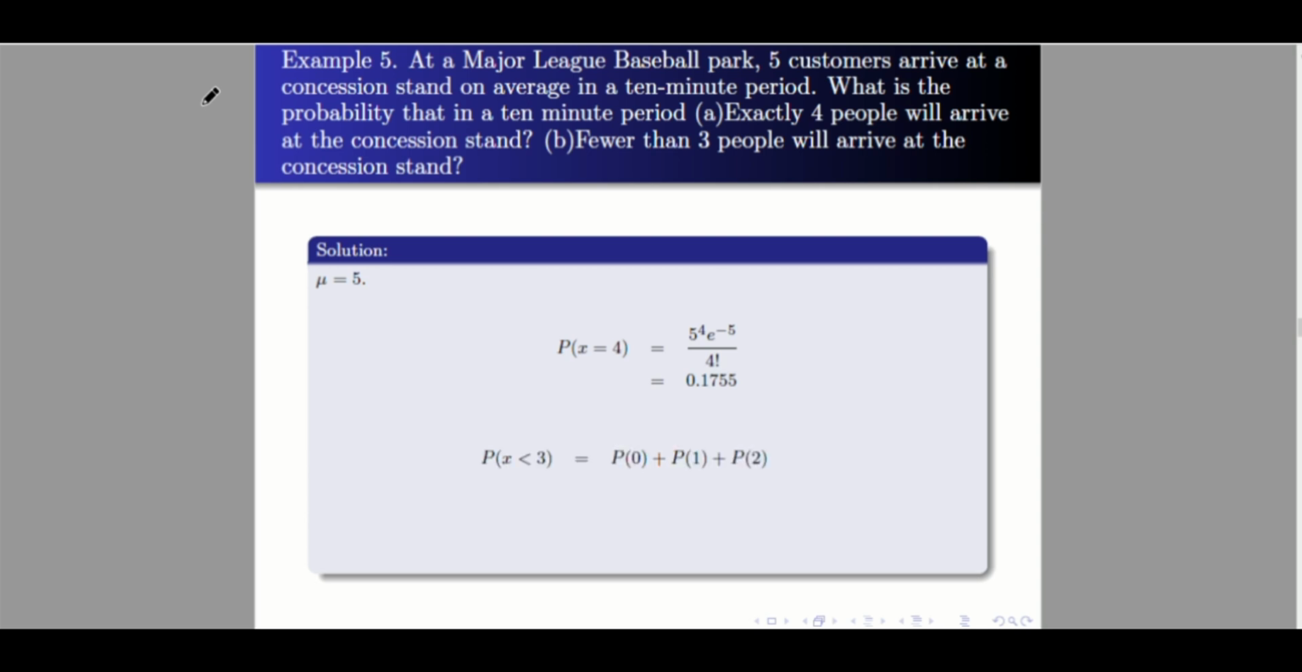Now, fewer than 3. So 3 is not included. So it means at most 2, I mean. Okay? So again, use the formula and your calculator, you will arrive at 0.1246.